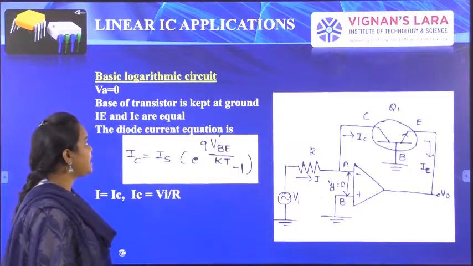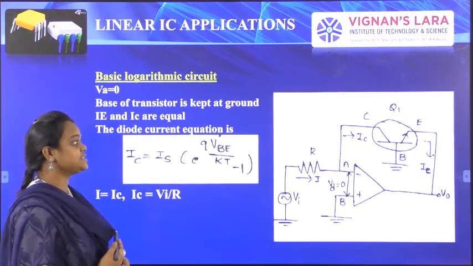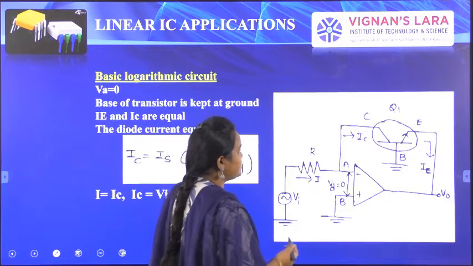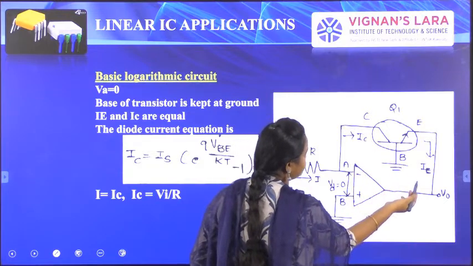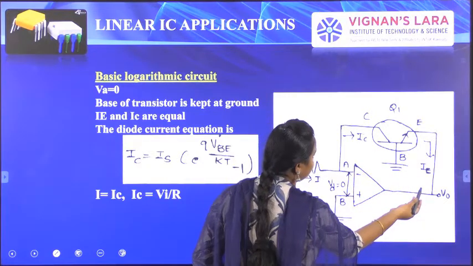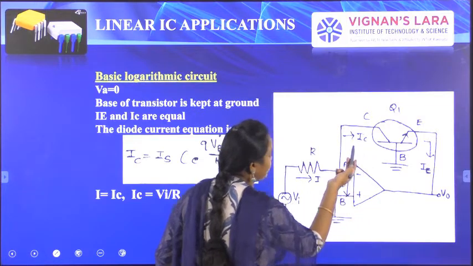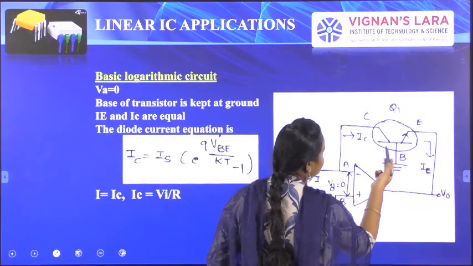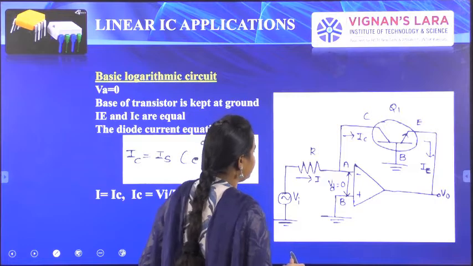Hi, in this class I am going to explain another topic, which is a basic logarithmic circuit. Here I am going to take the circuit which has the transistor with the terminals collector, emitter and base. I is the current flowing through this, V0 and IC is the current flowing through this collector C, and Q1 is the transistor we are using, and E is the emitter terminal here.